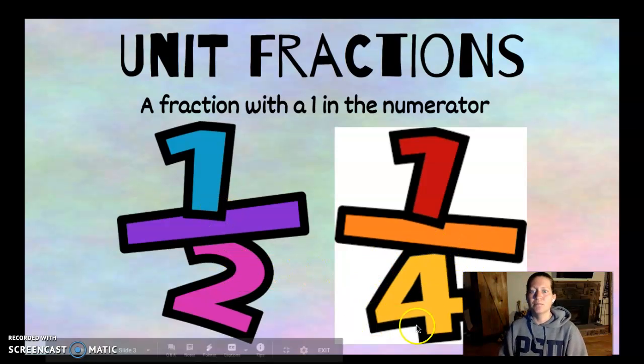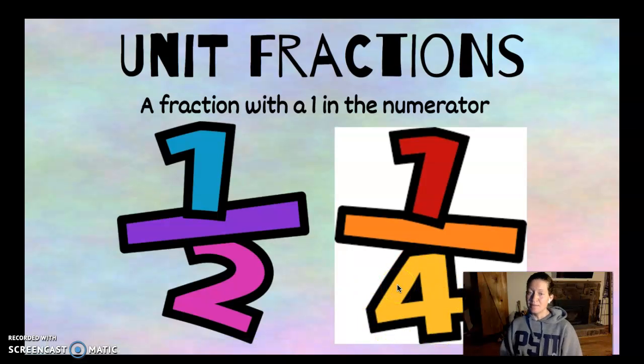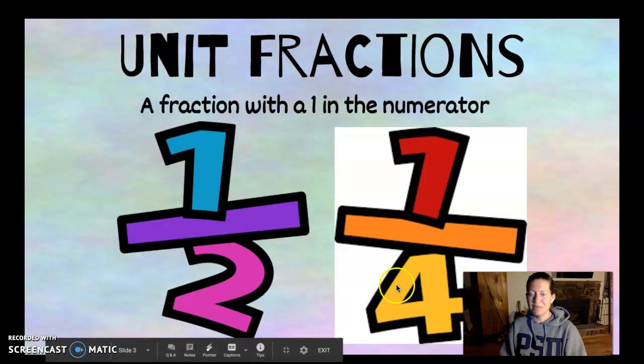Look at this one. My denominator is 4. That means my whole is cut into 4 pieces. If I only have 1 shaded in, then I have 1 piece out of 4. Follow my mouse. 1 piece shaded out of 4 pieces total in the whole.